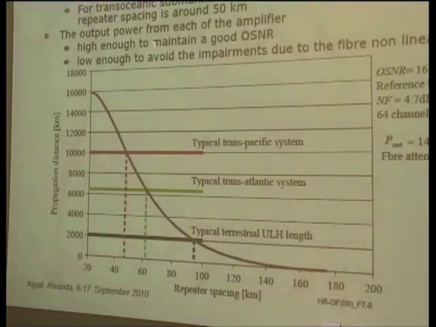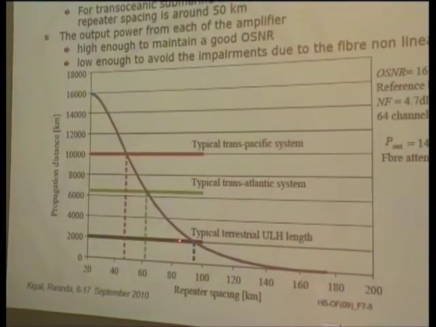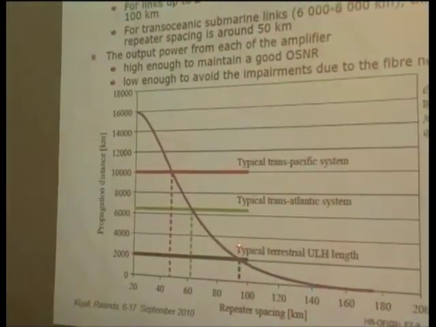For example, a link up to 2,000 kilometers, maybe a terrestrial line, the repeater spacing can be, for example, 80 to 100 kilometers. But for transoceanic submarine links, maybe 6,000 or 8,000 kilometers, the maximum repeater spacing is around 50 kilometers. So this is a trans-Pacific system, where the distance is about 10,000 kilometers, so we have to reduce the repeater spacing. But in the case of a trans-Atlantic system, we can extend the repeater spacing a bit, to 60 kilometers or so.